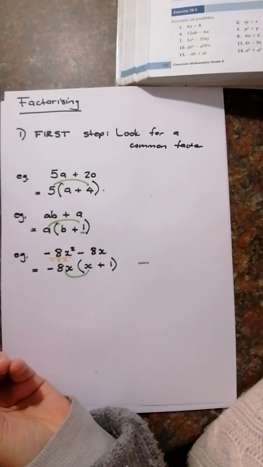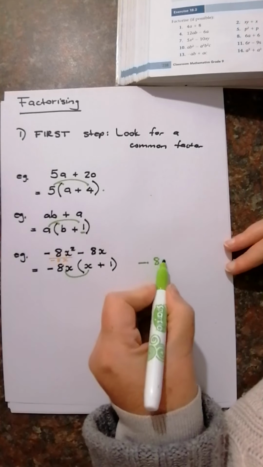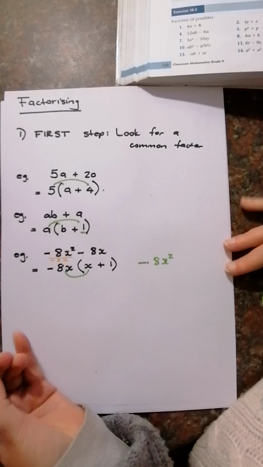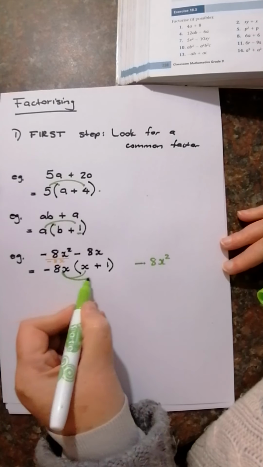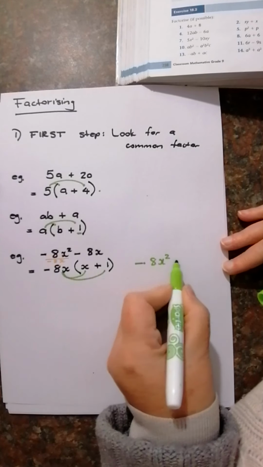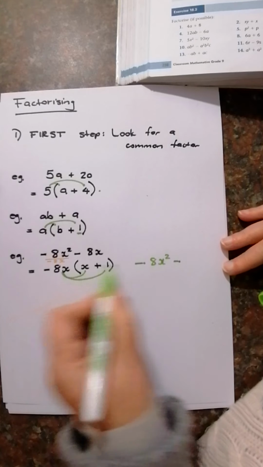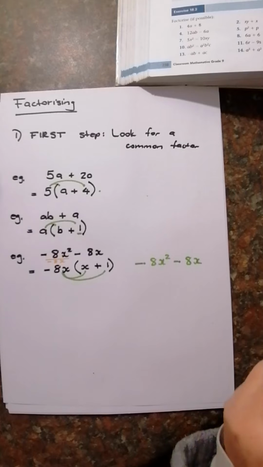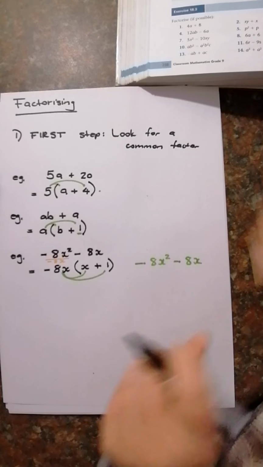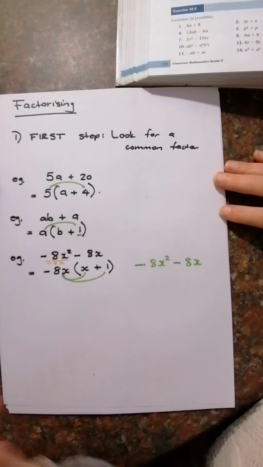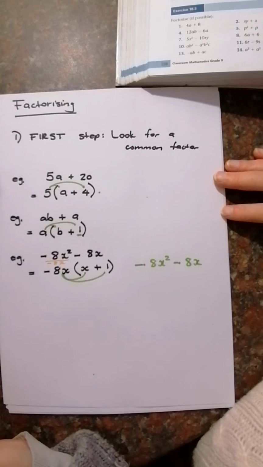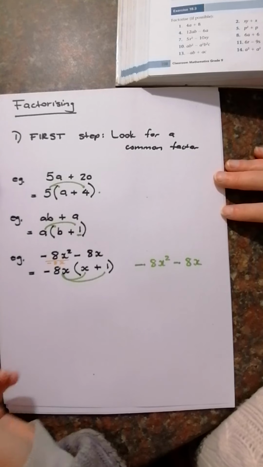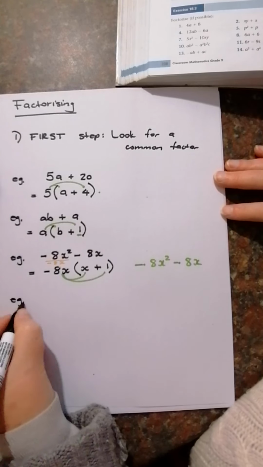8x times x is 8x squared. Okay, and then I've got here minus times a plus is a minus. And 1 times 8x is 8x. Okay, it takes a bit of practicing, and that's why we're going to do lots of practicing. But it's not very difficult, actually. Okay, let's try another example.